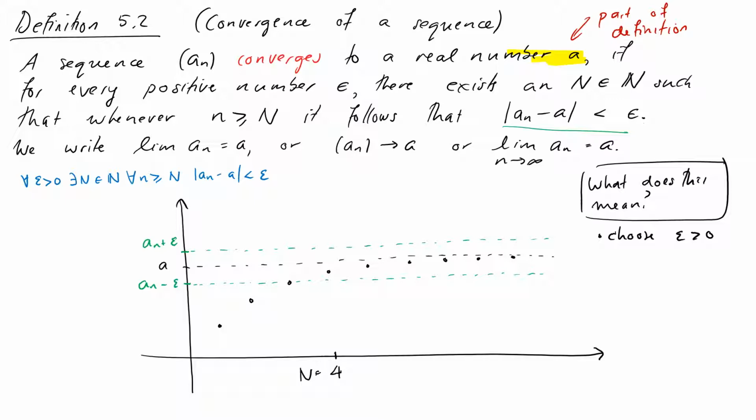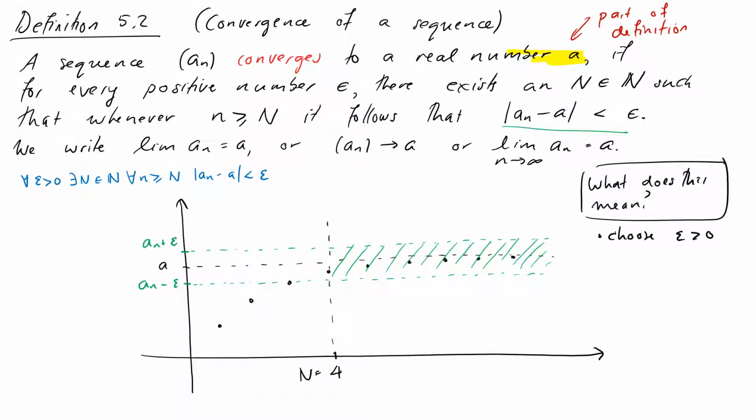So this is my N that exists, and for everything beyond this N, my sequence terms are confined to this shaded region. Okay, now here's where we need to think a little bit about these quantifiers, because this N is going to depend on my choice of epsilon. Let's say I made a new choice of epsilon.